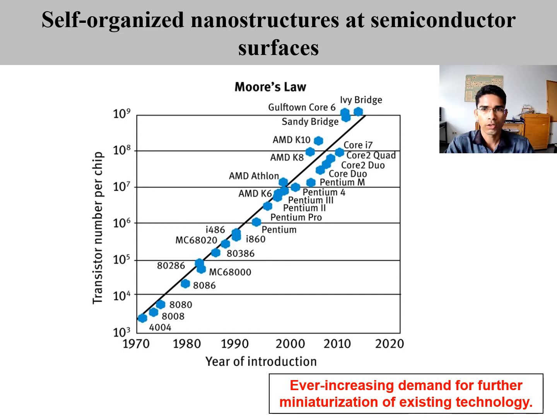The search for an alternative device fabrication technique forces us to take advantage of the self-organized growth method. In the self-organized growth method, we deposit one material onto another at appropriate deposition conditions. The deposited material forms minimum energy nanostructures on the surface.